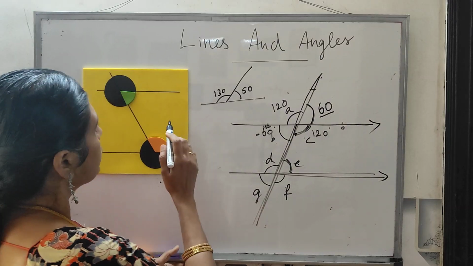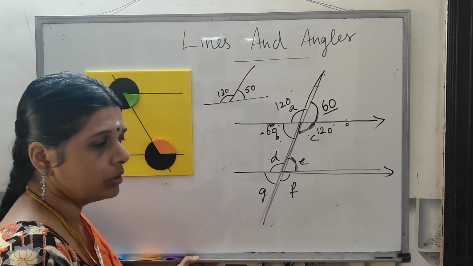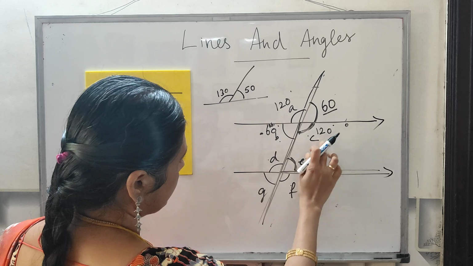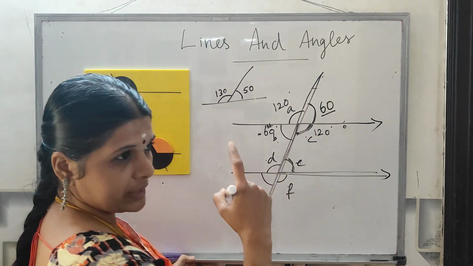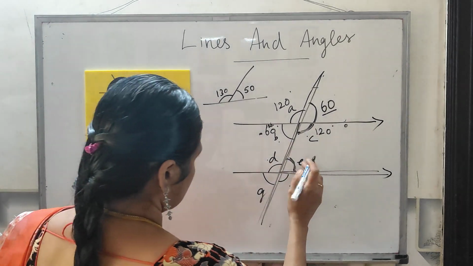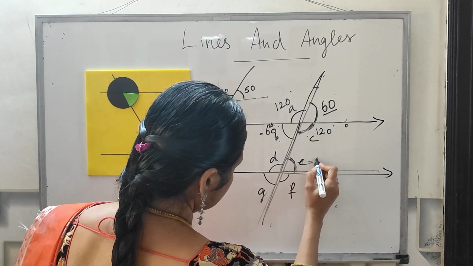So here we know that 120 degree already. What is this angle then? 180 minus 120 is 60 degree. So this is 60 degree.